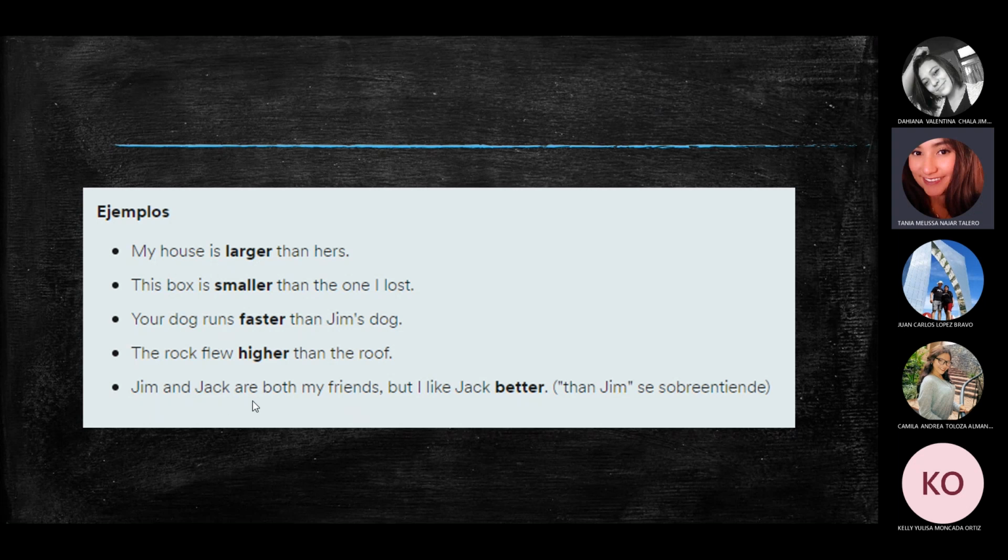Jim and Jack are both my friends, but I like Jack better. So, who wants to tell me what is the meaning or what is the function of better in the comparative grade? Is it an irregular or a regular adjective? The adjective better, remember.